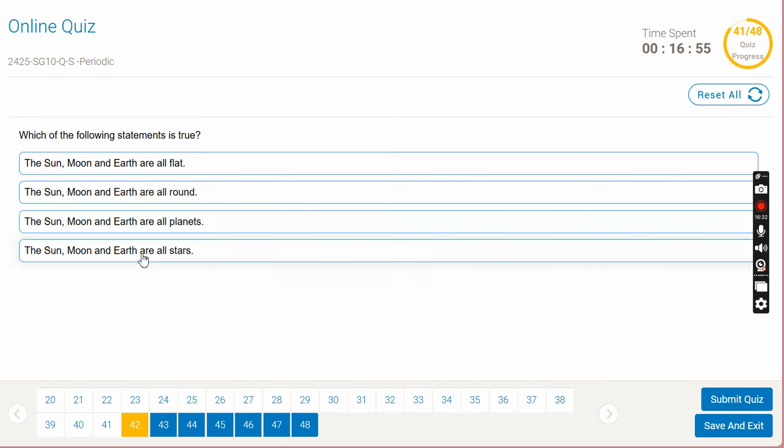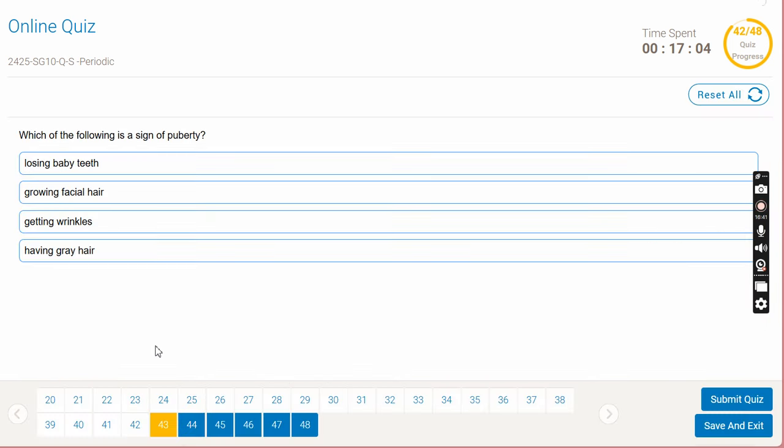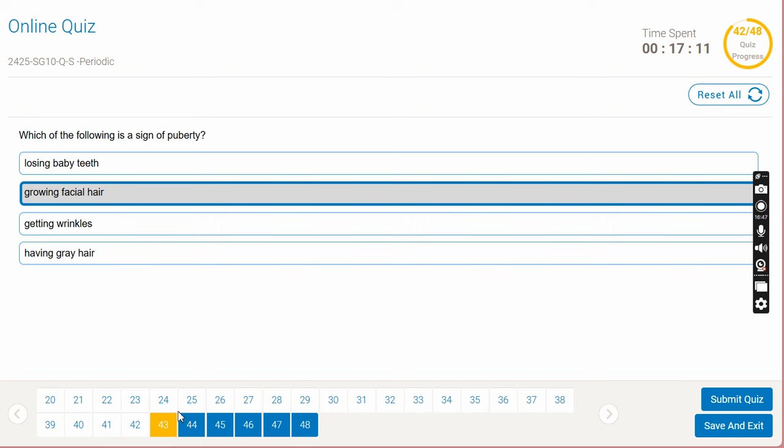Which of the following is true? The Earth and Moon are flat? No. The Sun, Moon, and Earth are aligned? Yes. They're all planets? No. Only Earth is a planet, and they're all stars? Only the Sun is a star. In this one, which of the following is a sign of puberty? Someone has grown up. So not losing baby teeth, but growing facial hair. Getting wrinkles is when you get way older, and also having gray hair.